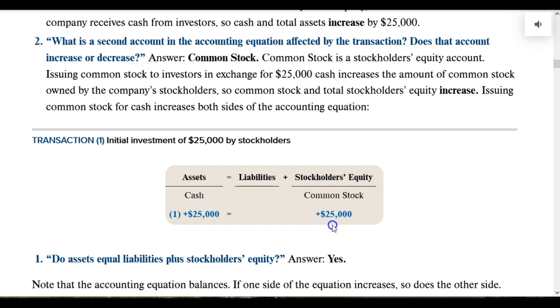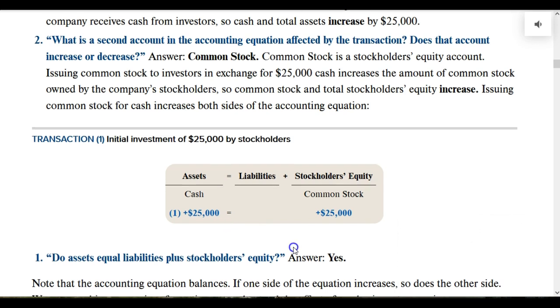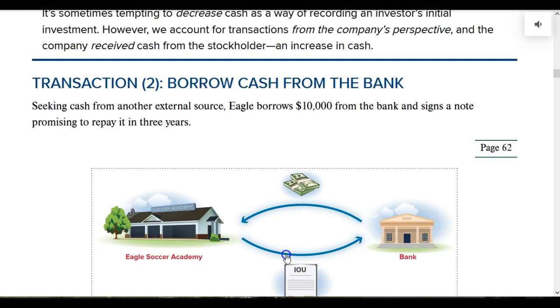So please be aware that the only place we have cash in the business is in the cash account. No matter what other account is affected, we put cash in the cash account, and when we pay it out, we take cash out of the cash account. No other account is like a pile of cash sitting there. Okay? Let's go to the second transaction.